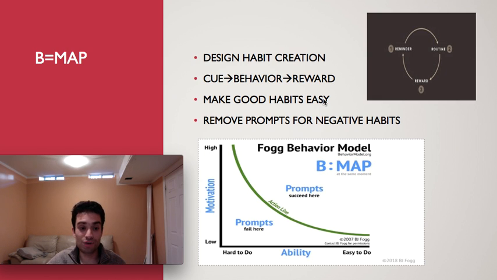So let's say you want to stop using social media, you can lock up your phone, because when you lock up your phone, when you remove your phone, you're making it more difficult to engage in that habit. And so by removing the prompt, you're actually right here and you're less likely to engage.